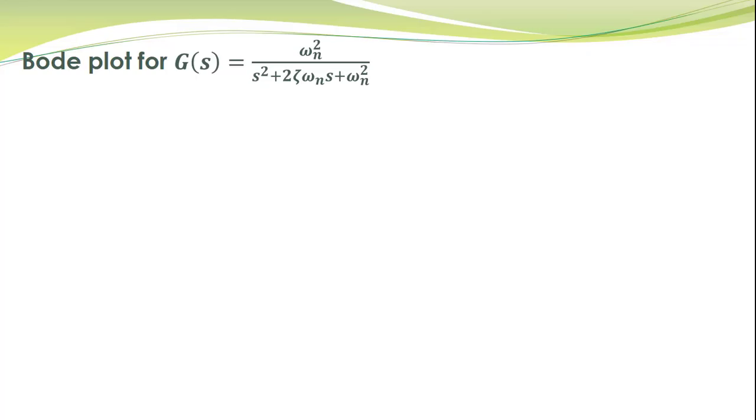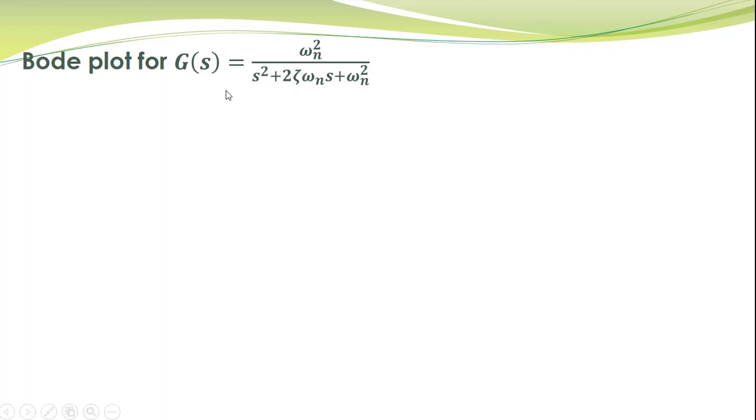Bode diagrams are one of the very important tools which can be utilized for the analysis and design of control systems. Many times we do not have software tools with us. Therefore, it is very useful to learn how to sketch Bode diagrams by hand. We have already talked about Bode diagrams for first order transfer functions. In today's lecture, we shall talk about Bode diagrams for second order transfer functions and for complex transfer functions.